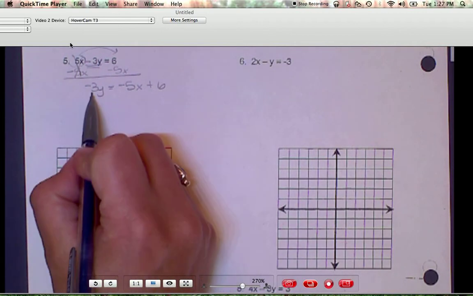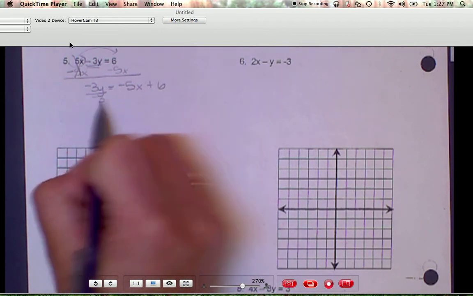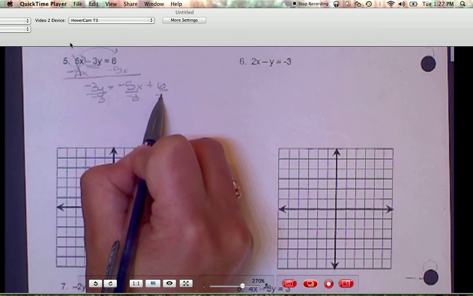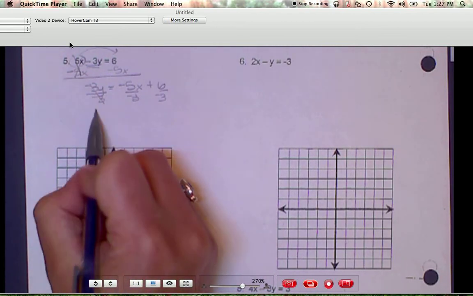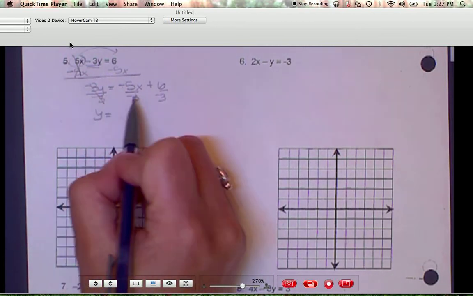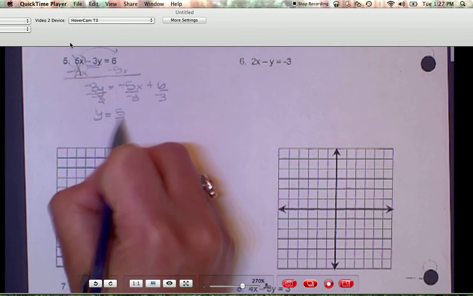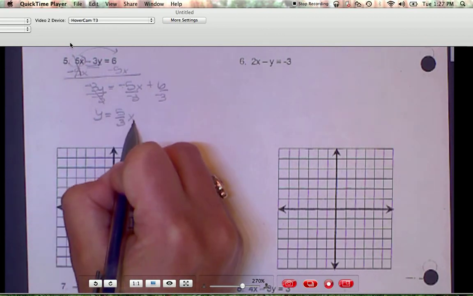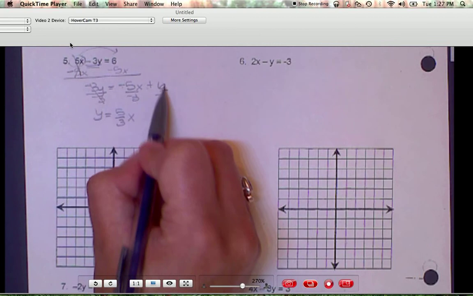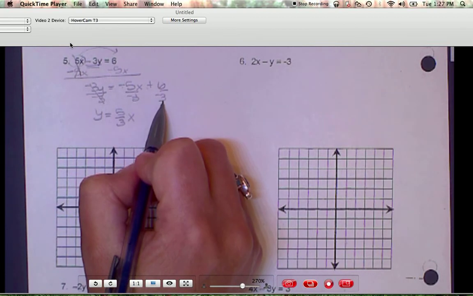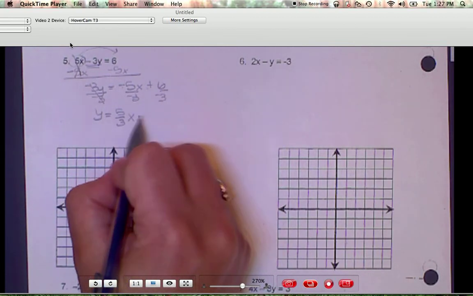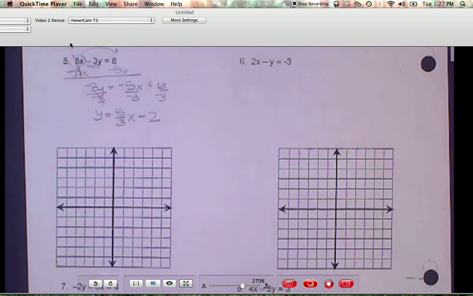We need to also get rid of this negative 3, so we divide every single piece by negative 3. And we get y equals a negative divided by a negative makes this positive 5/3 x plus 6 over negative 3. So since this is going to give us negative 2, we can just write minus 2. You don't need a plus negative 2 in there. And then we can go ahead and graph this.